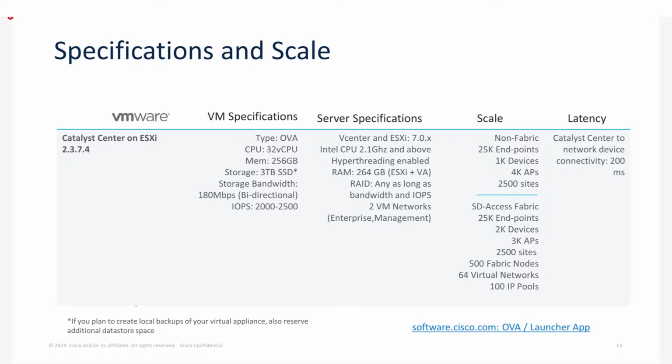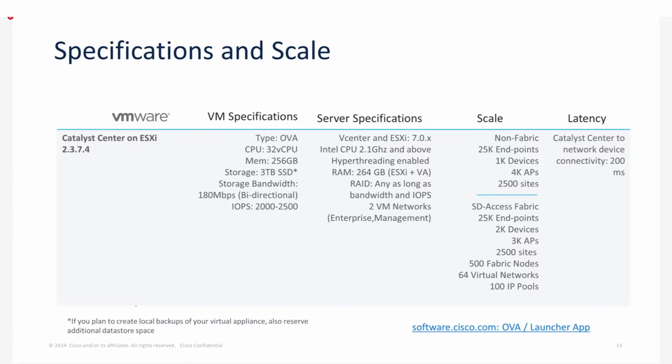Next, you'll require at least 32 virtual CPUs, 256 GB of memory, storage of 3 terabyte solid state drive is recommended, storage bandwidth of 180 megabits per second, and IOPS between 2000 and 2500 is required. Now, if you are planning to do the local backups of your virtual appliance, we have the new feature on Catalyst Center ESXi available now, but please remember that you will need some extra storage. So you will need to add an extra drive when you're creating your virtual machine.